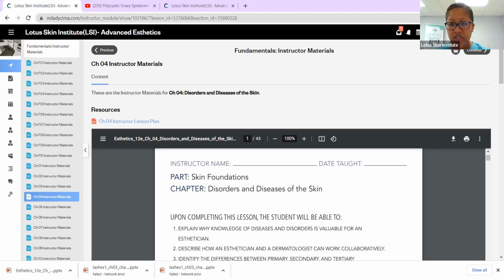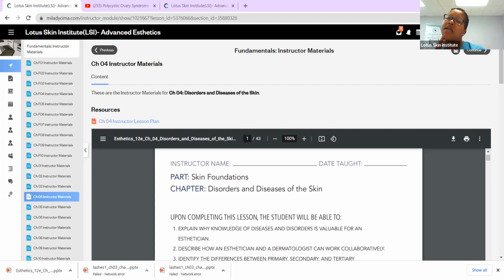Onychomycosis, which is a fungal infection, Tinea corporis. These are fungal infections, so we'll look at those. And this is going to be very interesting. So the mental health conditions that can present as skin conditions, and then common skin conditions. So we'll look at a couple of videos and then we'll probably call it a day today.